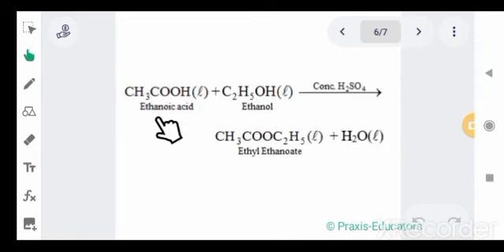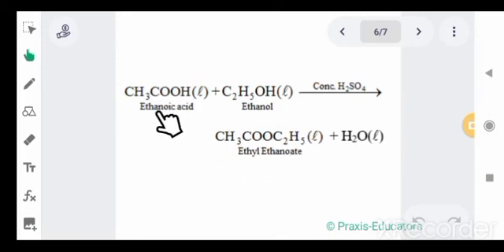The next reaction we're going to look at is the esterification reaction. There is formation of an ester in this reaction. Esterification is a type of reaction in which a carboxylic acid, in this case ethanoic acid, reacts with an alkanol, in this case ethanol, in the presence of a mineral acid as a catalyst. The catalyst here is tetraoxosulfate(VI) acid, to form an ester and water only. The ester here is ethyl ethanoate.